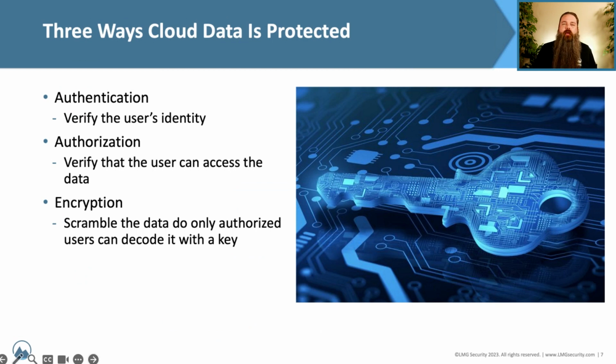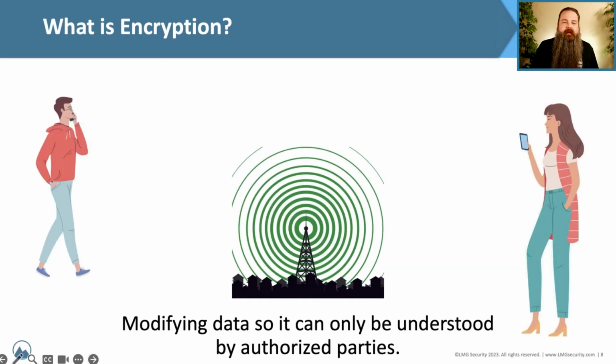The last way we normally protect data in the cloud is through the use of encryption. We're going to scramble data so that only people who are authorized to view it and have a key so that they can unlock that data are going to be able to actually access that content. So we'll cover really quickly, what is encryption? Encryption is simply put just modifying data so it can only be understood by an authorized party.